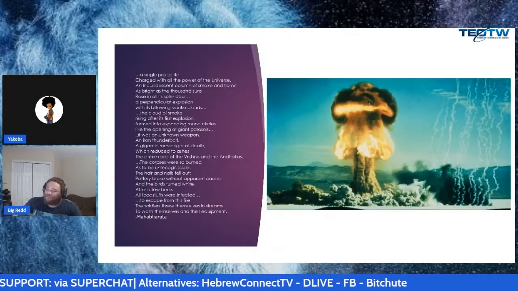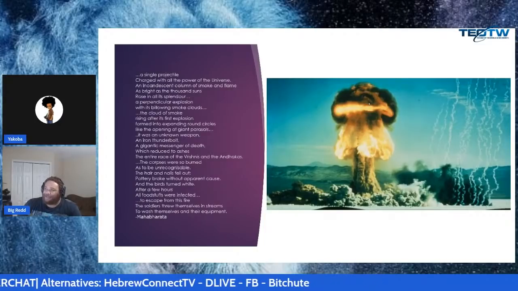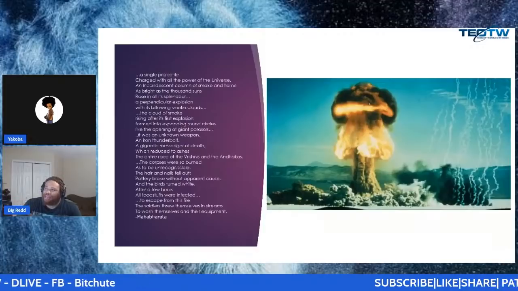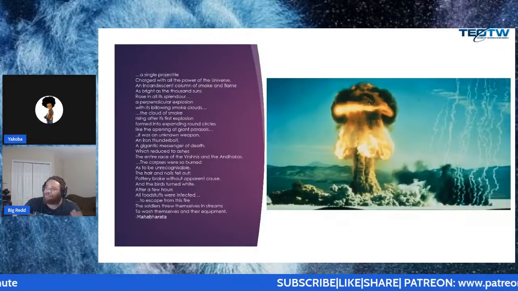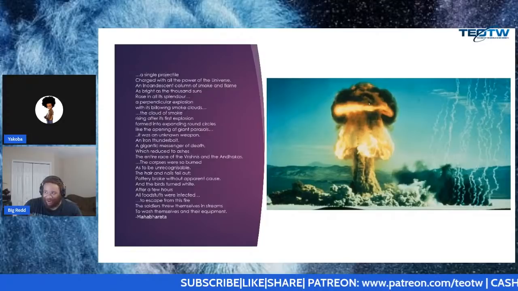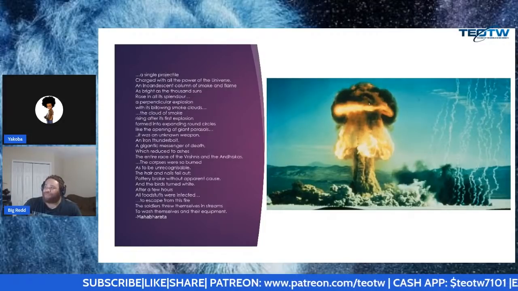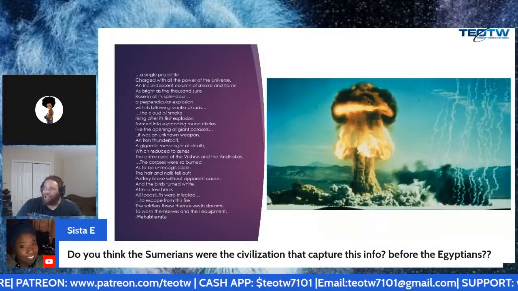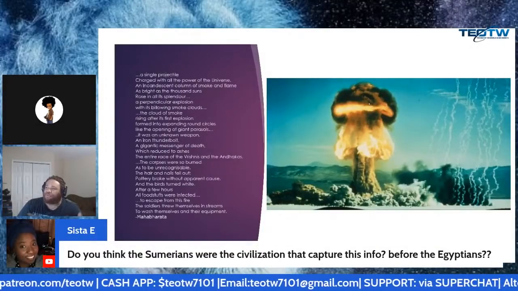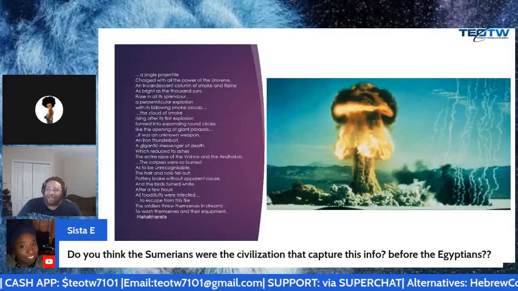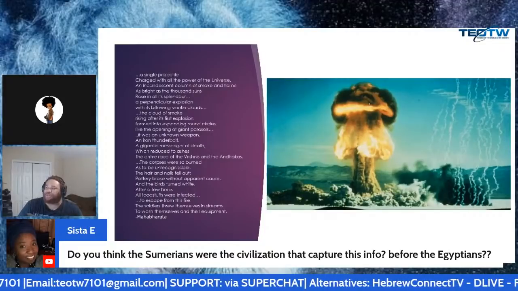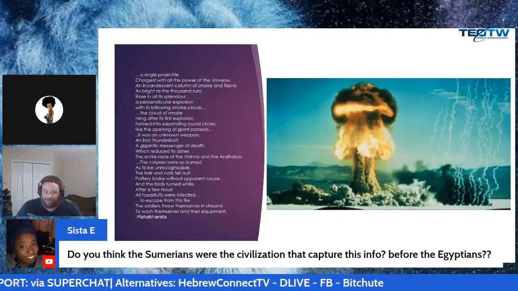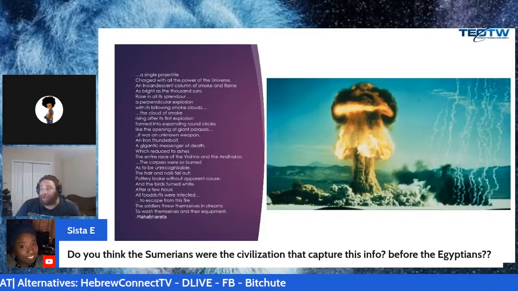But it's right here, what we were talking about, the Mahabharata, and they talked about the wars that they had. And this was the one that they had here: a single projectile charged with all the power of the universe, that's atomic power, an incandescent column of smoke and flame, as bright as 1,000 suns, rose in all its splendor, a perpendicular explosion with its billowing smoke clouds. The cloud of smoke rising after its first explosion formed into expanding round circles, like the opening of giant parasols. For those who don't know, parasols are umbrellas.